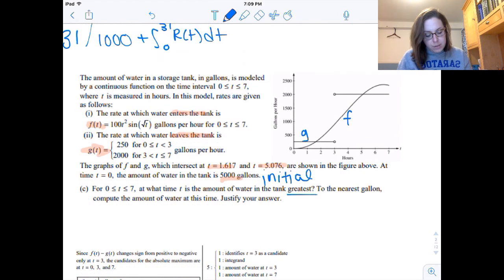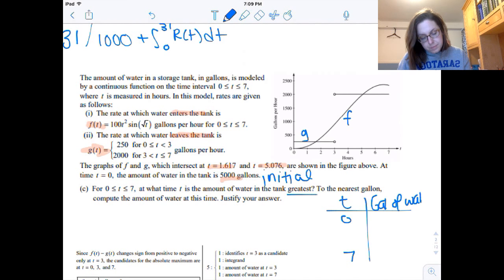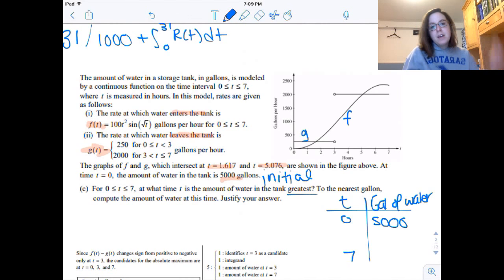So I'm going to go 0 to 7, and I'm going to look at t, and then amount of water, so gallons of water. Right? So I know initially it's 5,000. They give that to me. At 7, I can figure out what that is, and we'll double check that in a second. But now what I need to do is figure out my critical values. And so that's going to be where the rate of change equals 0.